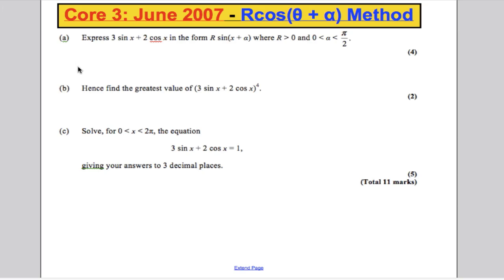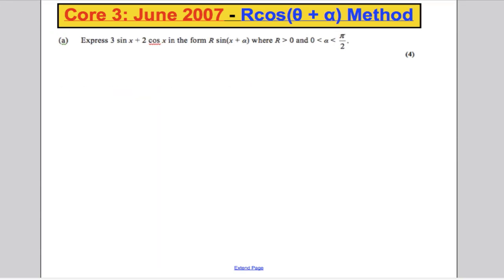Okay, next question. Off you go, have a go. In 5 seconds I'll go through. Okay, let's do part A. We want to express this here in the form R sin(x + alpha) this time. So a slight twist. Alpha between 0 and pi by 2.